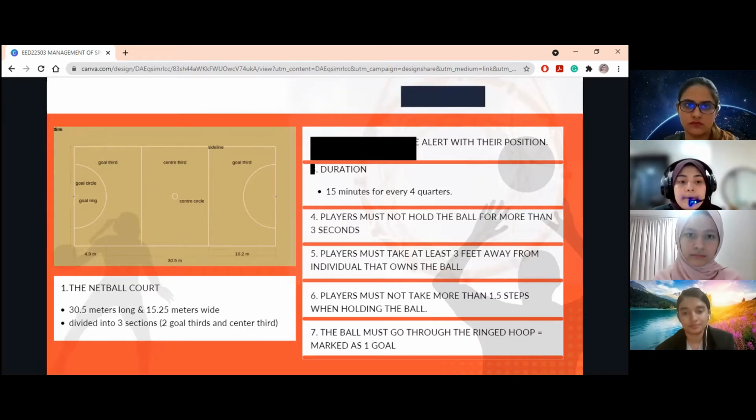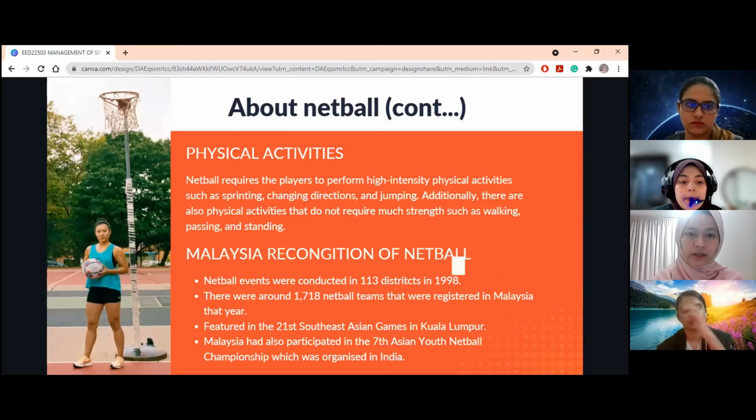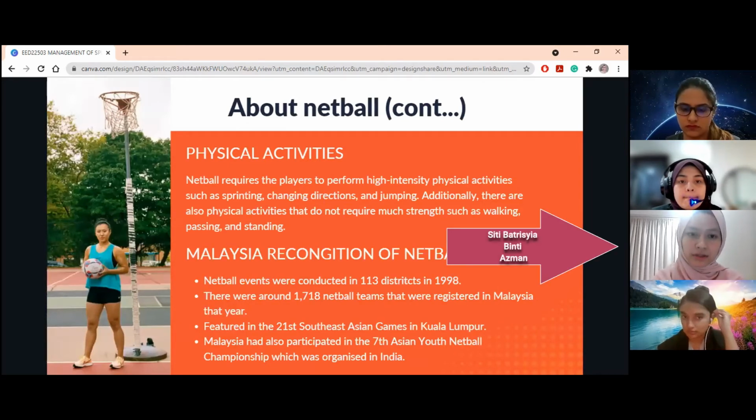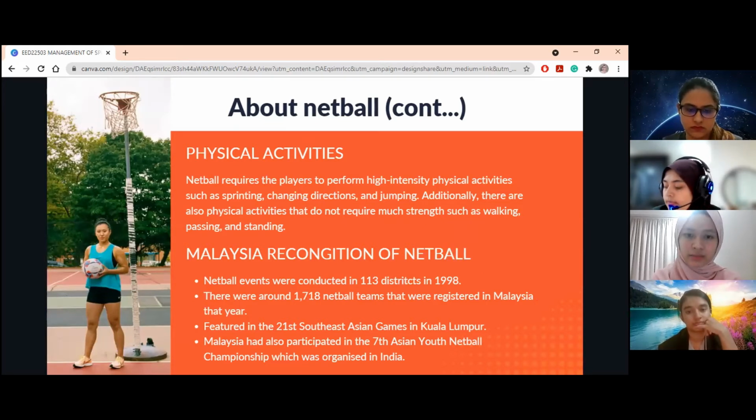Next, moving on to the physical activities involved in netball. Netball requires players to perform high-intensity physical activities such as sprinting, changing directions, and jumping. Additionally, there are also physical activities that do not require much energy, such as walking, passing, and standing.